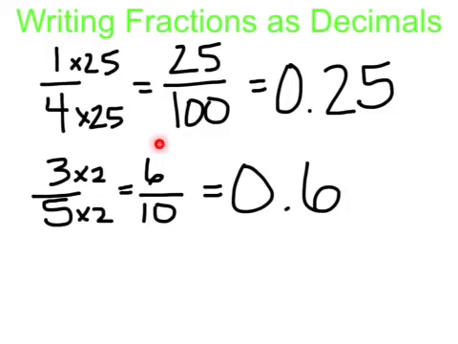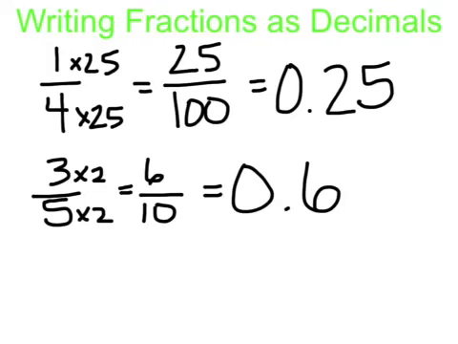Basically, all you have to do when turning a fraction into a decimal that has a denominator of 100 or 10 is take whatever number is on top, write a 0, add a decimal, and then add whatever number is on top at the end of that decimal. Let's look at one more example.